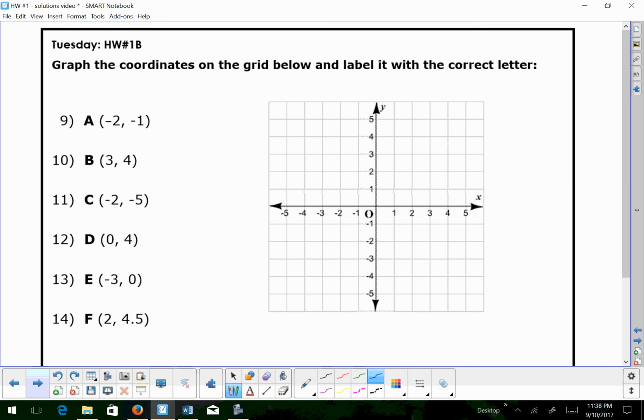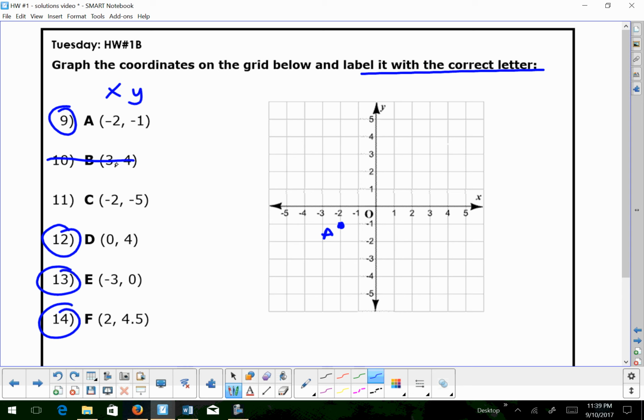For Tuesday's assignment, I actually ask you to graph the points. So here's an example of a couple. I'm not going to do all of them, but I will do number 9, number 12, number 13, and number 14. So not only do you need to graph the coordinates, but you need to label it with the correct letter. So for question number 9, I'm going to plot -2 on my x-axis and -1 on my y-axis. X-axis is left to right, so I'm going to move -2 on my x-axis and then down -1 on my y, and I'm going to label that A.